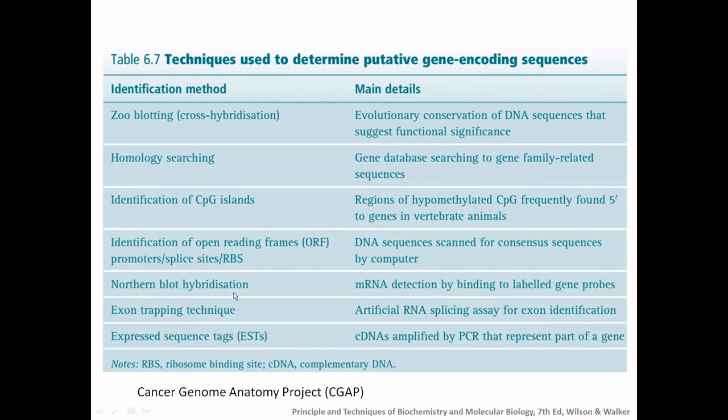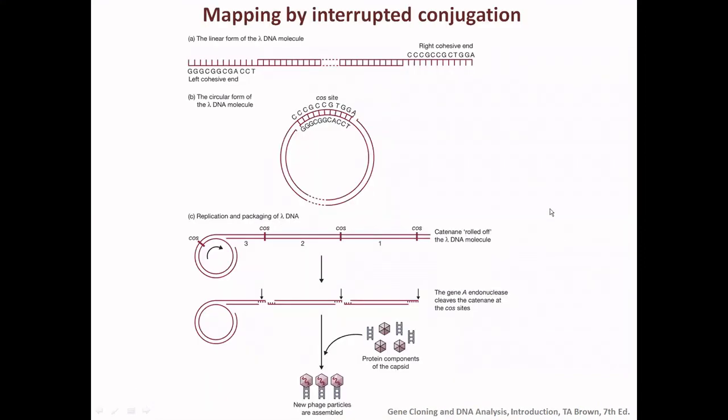Northern blot by RNA hybridization. Exon trapping method is the artificial RNA splicing assay for exon identification. ESTs are the cDNA amplified by PCR that represent part of a gene. So these are part of the Cancer Genome Anatomy Project to prepare a physical map. So we have known the 3 types of maps.